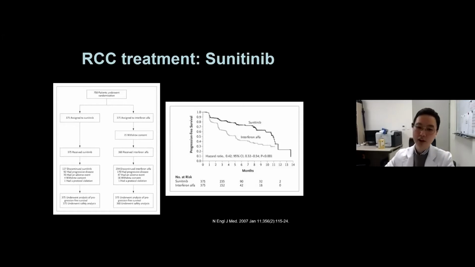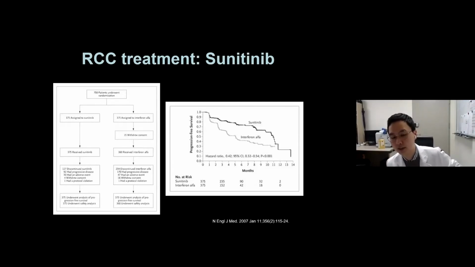And there has been a change, not recently, 10 years ago, in the paradigm of the treatment of renal cell carcinoma. Actually, it started from this randomized clinical trial comparing sunitinib, which is a receptor tyrosine kinase inhibitor. And it is known to inhibit tumor angiogenesis and tumor cell proliferation.